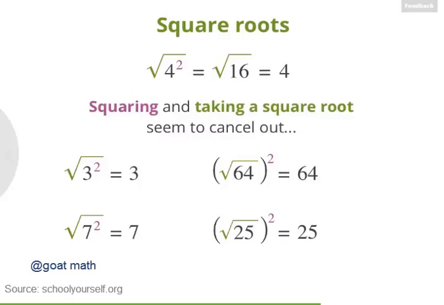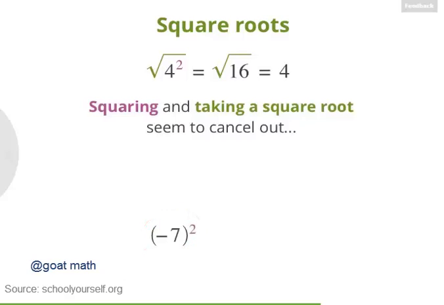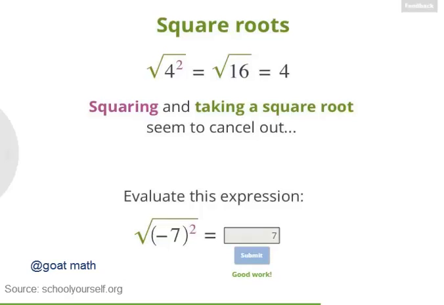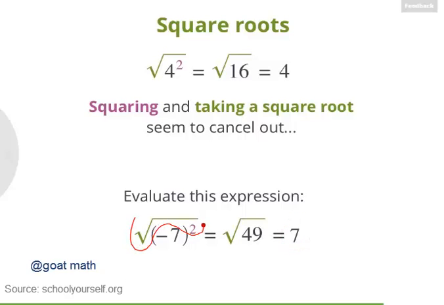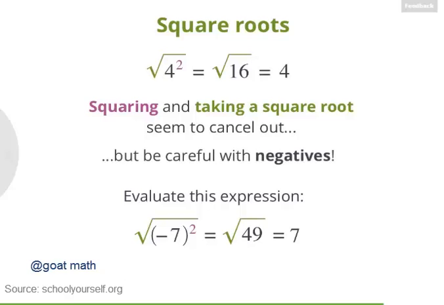Does this always work? Try evaluating one last expression. Start with negative 7, square it, and then take the square root. Right, so negative 7 squared equals 49, and then you're taking the square root. Square roots are positive, so this equals positive 7. So here, the square and the square root did not quite cancel out. We lost a minus sign in the process. Squaring and taking a square root will often cancel out, but be very careful when you're working with negative numbers like this.